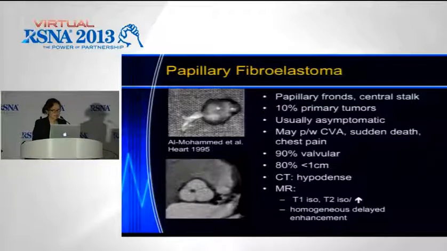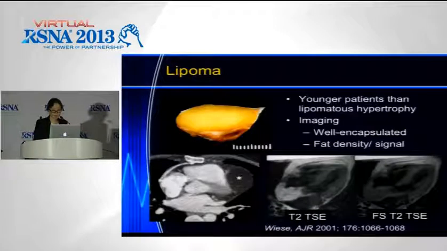So at CT they look hypodense, at MR they're fairly T1 iso-intense, they can be a little bit hyperintense on T2 weighted imaging, and they do demonstrate delayed enhancement. Lipoma is a pretty easy mass to recognise, so usually occurs in younger patients than lipomatous hypertrophy. We'll see a well-encapsulated lesion which has pure fat density or signal.